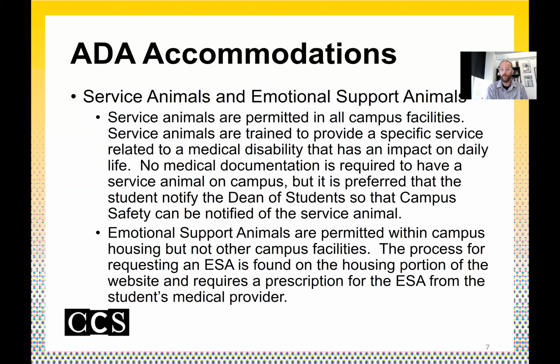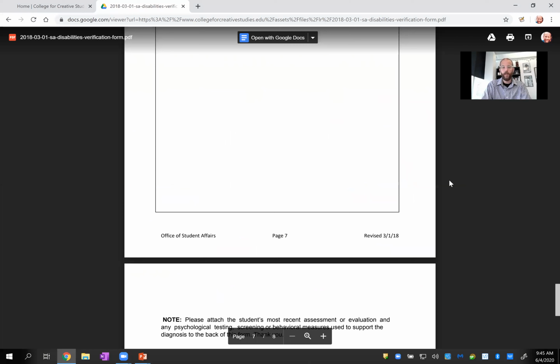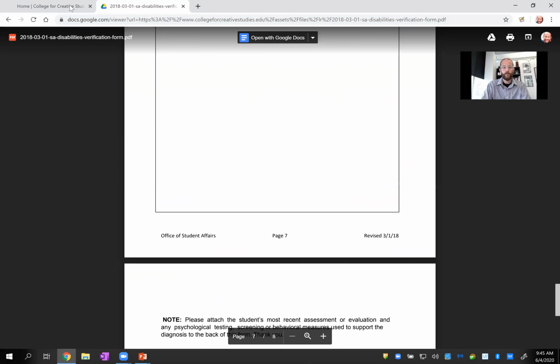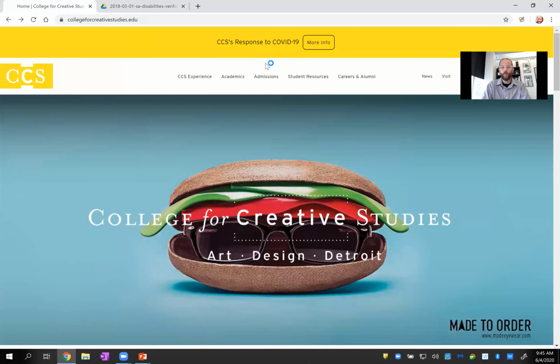Emotional support animals are permitted within campus housing, but not on any other campus facilities. The process for requesting an emotional support animal is found through the housing portion of our website and requires a prescription for the ESA from the student's medical provider. That information can be found, again, through our college website.